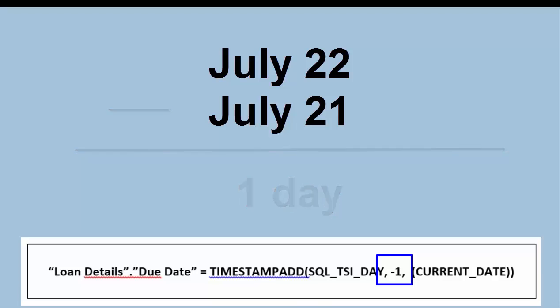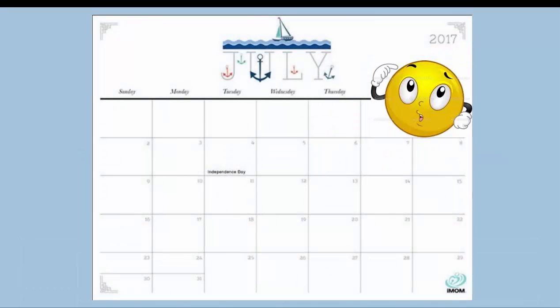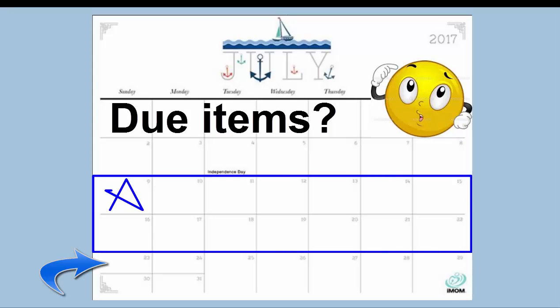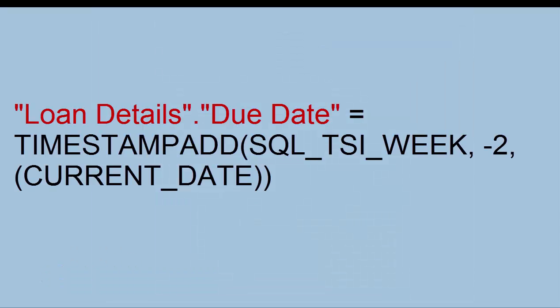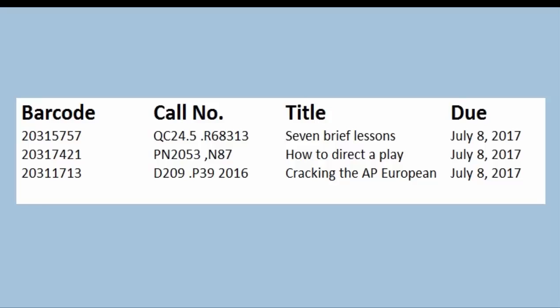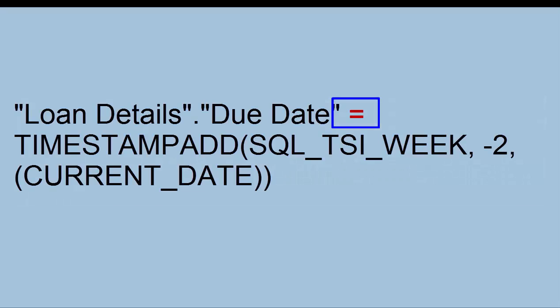Another example. How about if we wanted everything with a due date 2 weeks ago? Loan details.duedate equals timestamp add SQL_TSI_week -2 current date. This will result in a list of everything from 2 weeks ago, or 14 days ago. It will not provide days before or after that 1 day because of the equal sign.